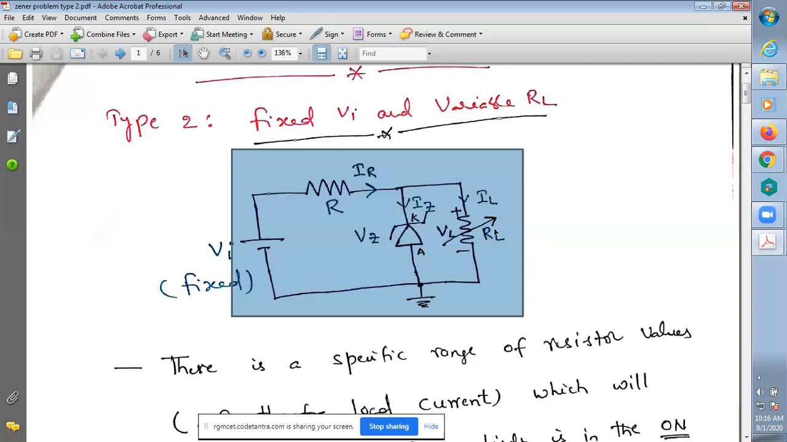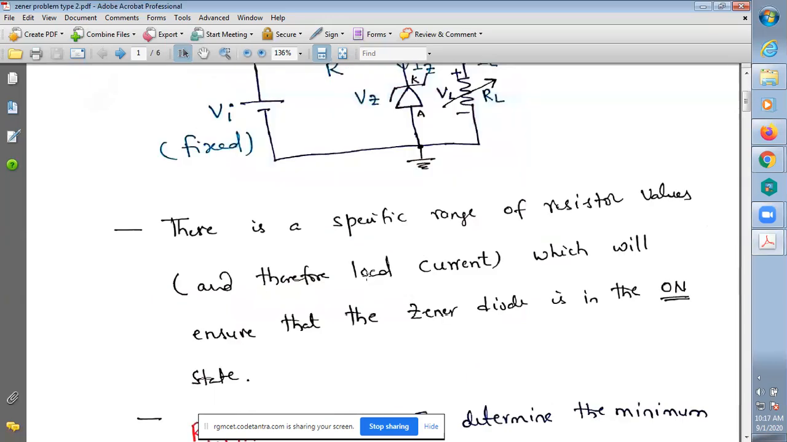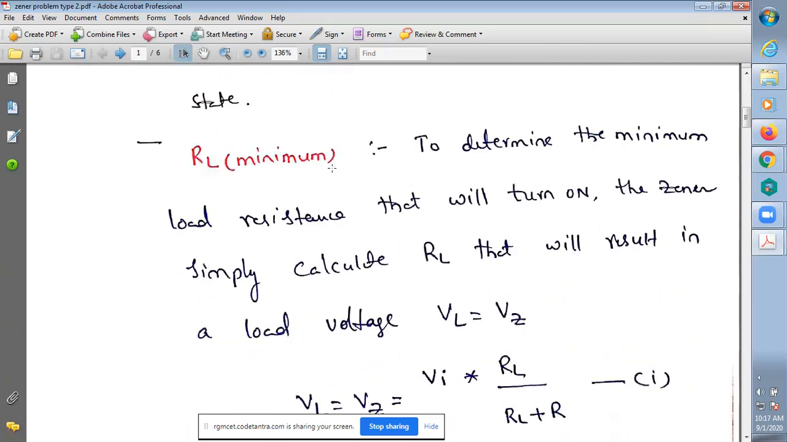In all these cases, we are considering that the Zener diode is on. Once the Zener diode is on, the output voltage is fixed. Now observe here. There is a specific range of resistor values, and therefore load current, which will ensure that the Zener diode is in the on state. Now we define RL minimum.